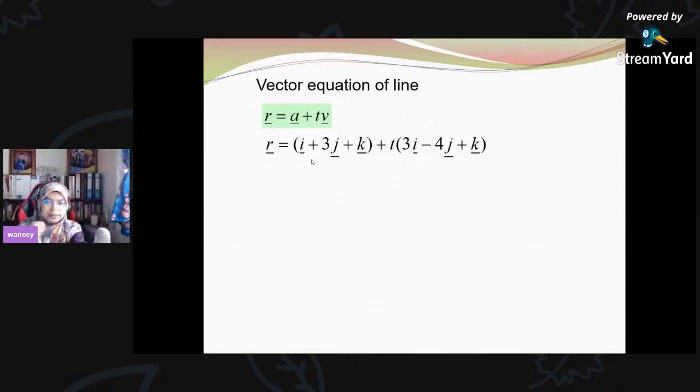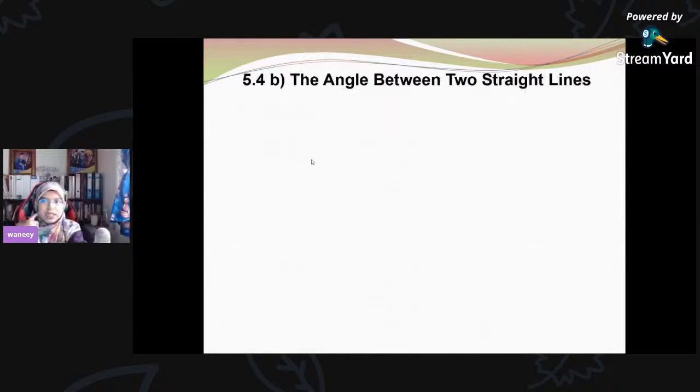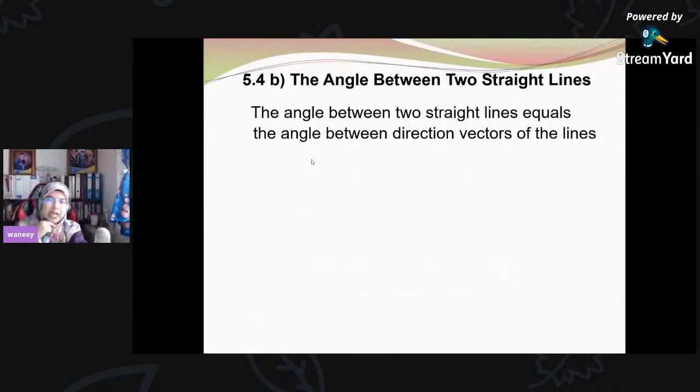Okay, next. The angle between two straight lines. If we are given two straight lines, how can we calculate the angle between them? The angle between two straight lines is actually equal to the angle between the direction vectors of the lines. So if you have two lines, make sure to take out the direction vector for both lines, and then calculate the angle between those two vectors.